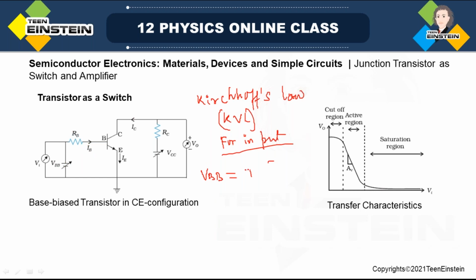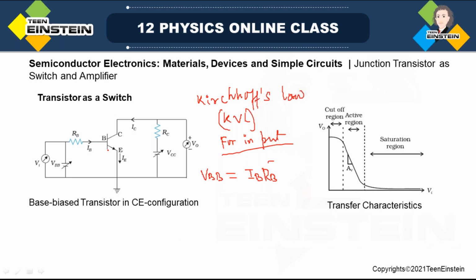So that is IB into RB. That is the drop across this input resistance RB. This is actually an external resistance. Okay, and see, the BE junction, you know the PN junction, right? This is a PN junction. This is kind of a PN junction.